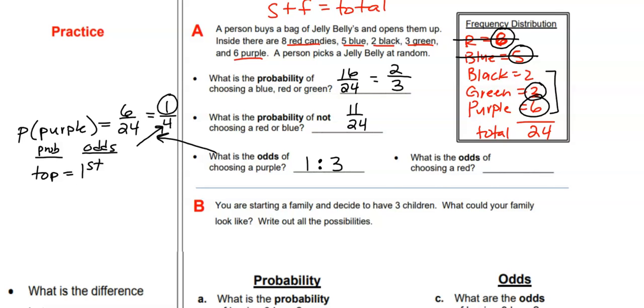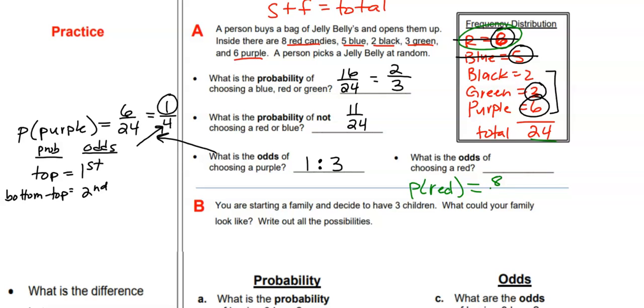Okay, and then to get the second number, like we got the 3, you're going to start with probability, and you're going to do bottom minus top, and that will give you that second number. So let's do odds of choosing a red. Let's try that one more time to make sure we have the hang of it. So odds of choosing a red. First thing I'm going to do is find the probability. So there were 8 total reds out of 24 total. So I'm going to do probability of red first.